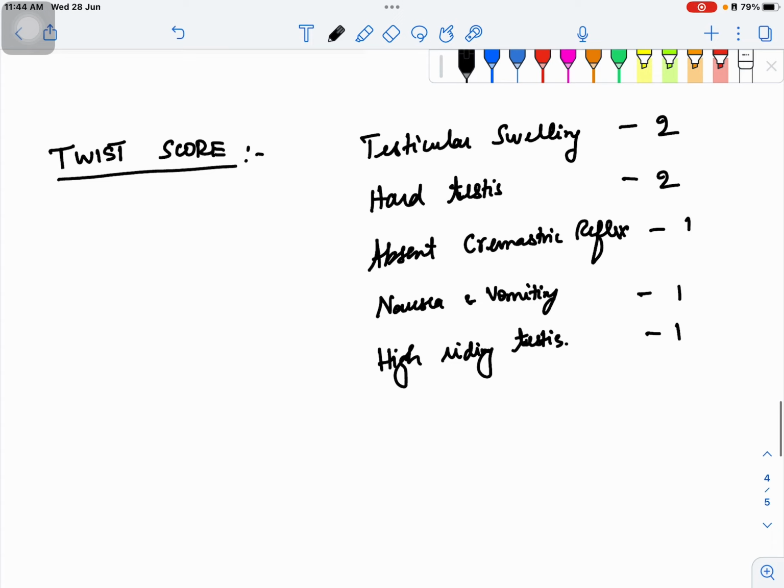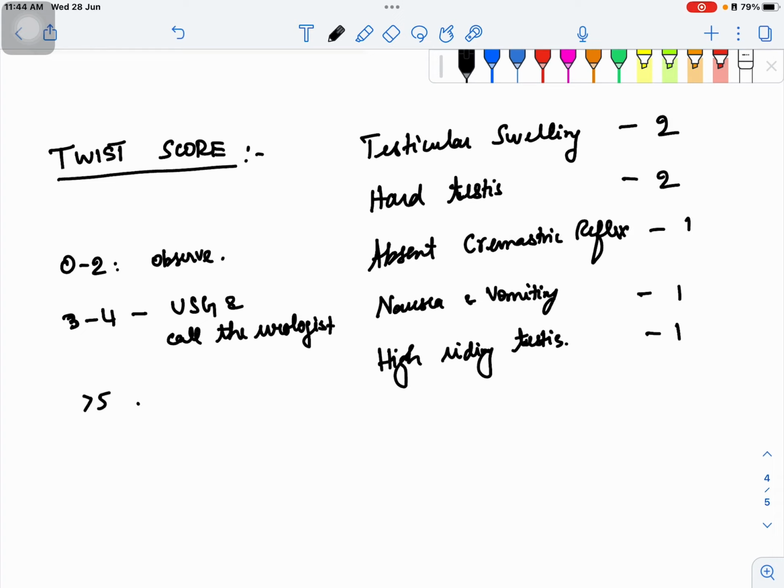manually. If the score is 0 to 2, then you just observe; it is very unlikely to be a testicular torsion. If the score is 3 to 4, then you have to do a USG and call the urologist. If the score is more than 5, then you have to do scrotal exploration.